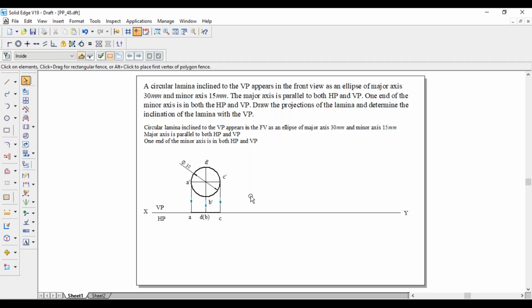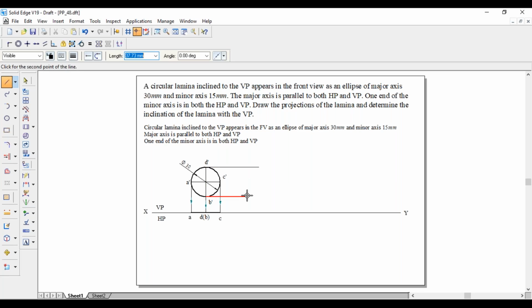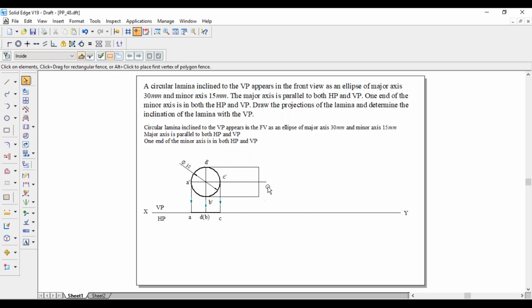For the second position, he has given that the front view looks like an ellipse of major axis 30 mm, whereas minor axis 15 mm. So if you project this one, this 30 will be there. So horizontally project this one. If we join this one, this will be 30 mm only. This is the major axis, whereas the minor axis is 15 mm. Means from the midpoint, half of 15 is 7.5 mm towards the right side, and the left side also the same thing, 7.5 mm. Join these endpoints with a free-handed curve.